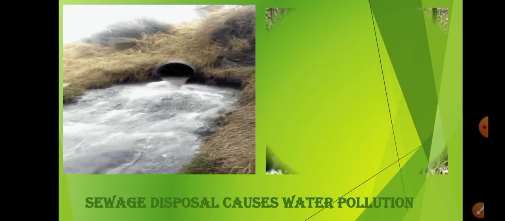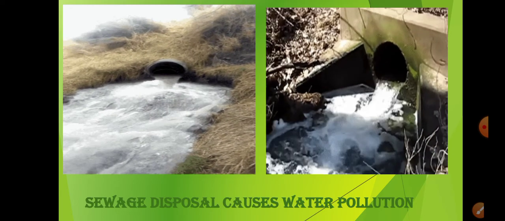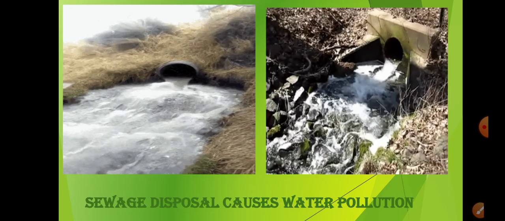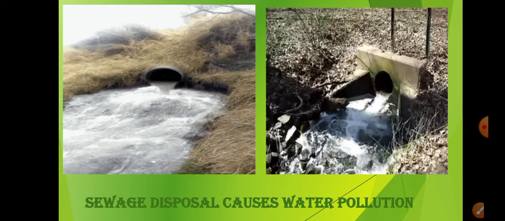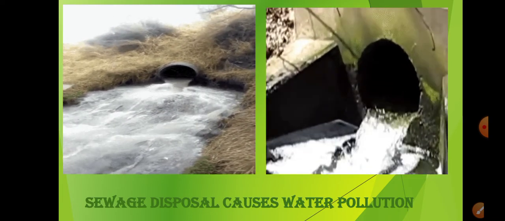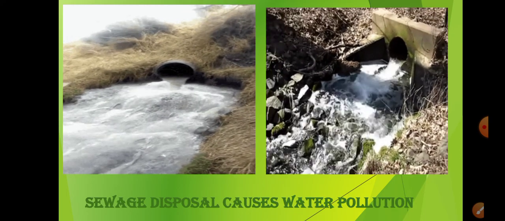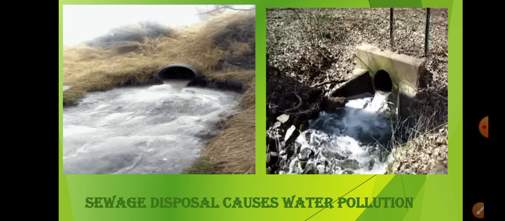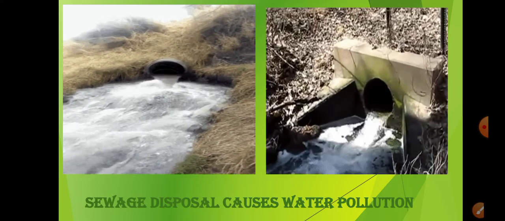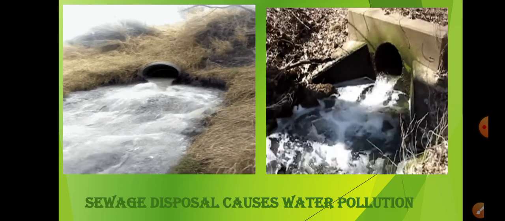So you can see here in the picture how the sewage disposal is causing water pollution. It is released into the environment, into the water body directly without being treated. So your water is mixed with the detergents and all, it is mixed with your urine, it is mixed with your toilet waste and all. So when it is released directly, it is obviously going to affect the water body.